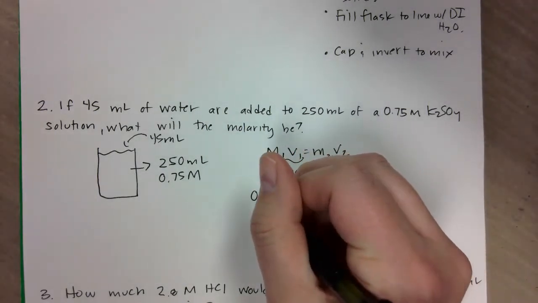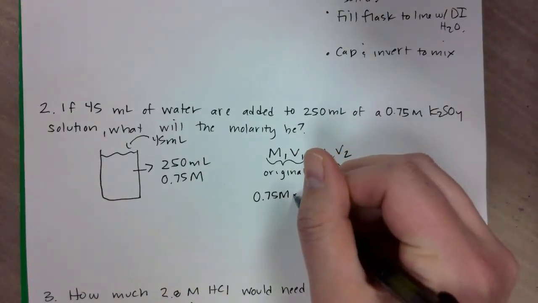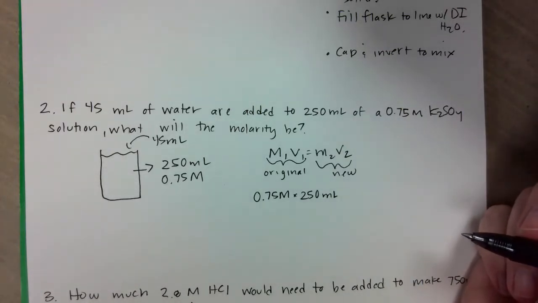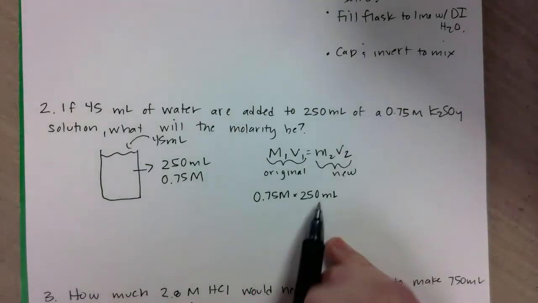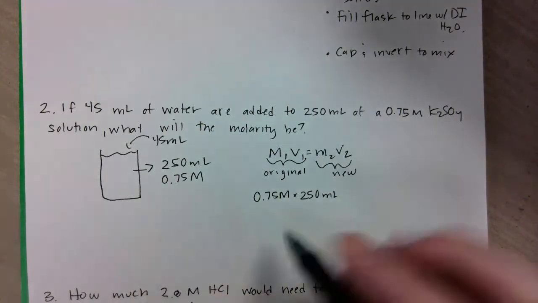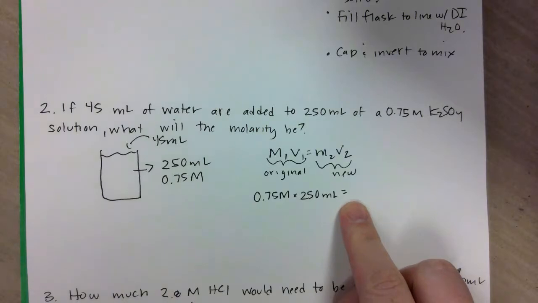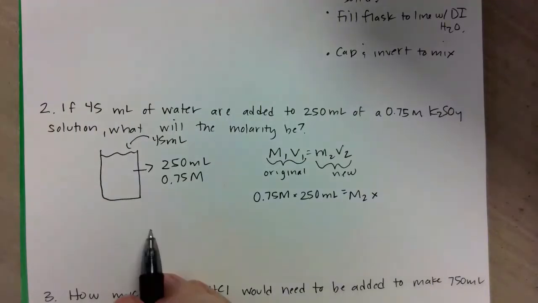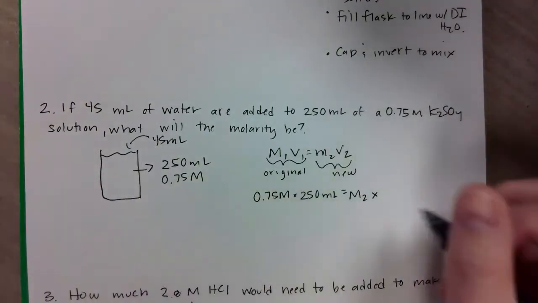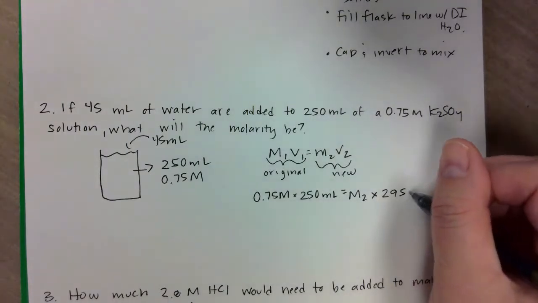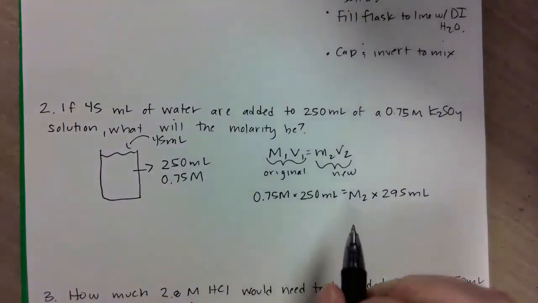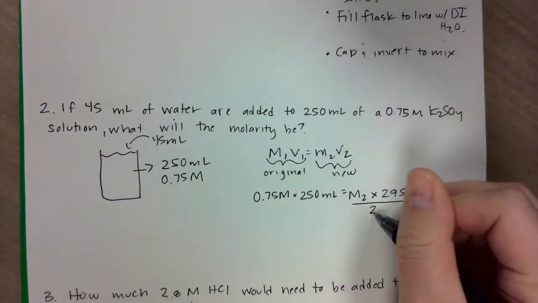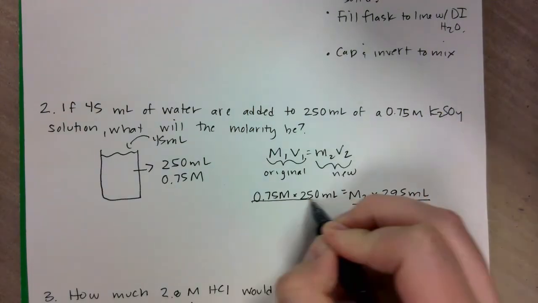So my M1 is 0.75 molar times 250 milliliters. I told you before, the units aren't that important in this problem, because the molarity and the milliliters are not going to have to cancel each other out, since in our new problem we are looking for the new molarity. We don't know what that is. And our new volume is 250 plus another 45 milliliters, so that's 295 milliliters. I want to isolate M2, so I'm going to divide by 295 milliliters on both sides.